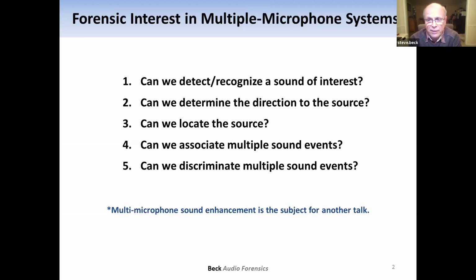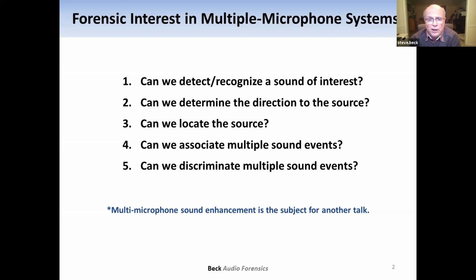And then I'm going to talk about a case, actually an analysis that I just finished up that was very exciting for me. And I'd like to share some of that with you, an actual forensic analysis. So what I'm going to do today is talk about multiple microphone systems and how the audio from those microphones can be used in a forensic audio analysis.